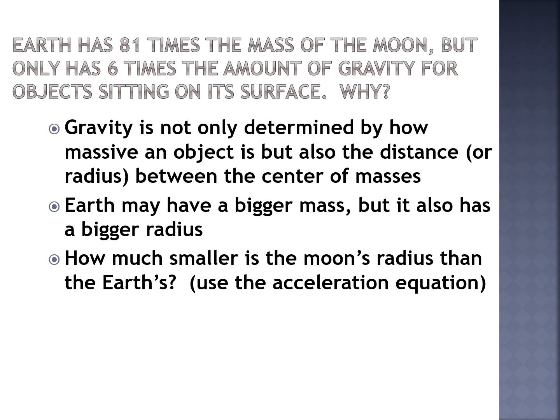Now the mass still wins out, and you still have more gravity on the surface of the Earth than you do on the surface of the Moon, but that's the reason why it's not 81 times more gravity at the surface of the Earth than the surface of the Moon.